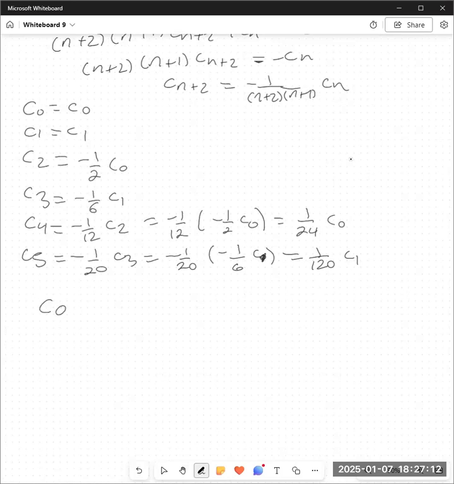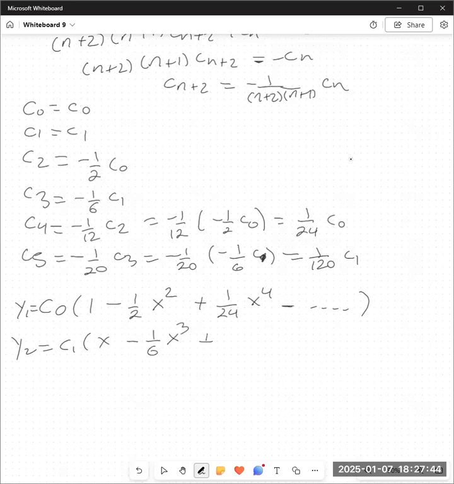So y1 is C0 times 1 minus 1/2 x squared plus 1/24 x to the 4th. The next one will be negative. And y2 is going to be my C1s: x minus 1/6 x cubed plus 1/120 x to the 5th. And the next one will be negative.